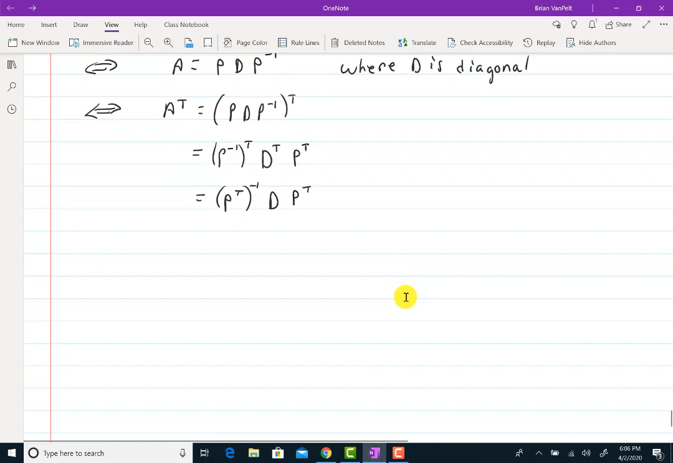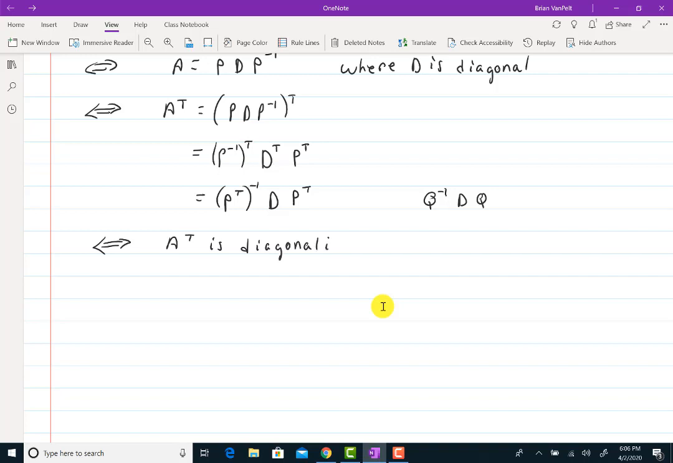A diagonal matrix is the same as its transpose because the diagonal is unaffected by a transpose. Now if you look very closely, this does have the look of a diagonalized matrix. It is of the form, if you will, like this, where Q is equal to P to the T. So this is diagonal. So we have A to the transpose is diagonalizable. And that's the same as A to the T has n linearly independent eigenvectors.